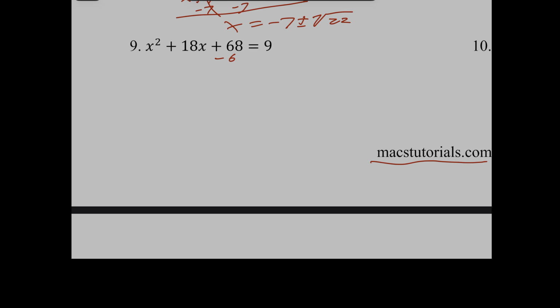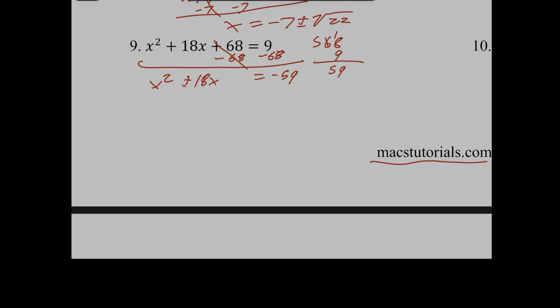Okay, number 9, I'm going to start by subtracting 68 from both sides. x squared plus 18x equals, now I've got a 68 and a 9. Now that is a negative 68, but I'm going to subtract, keep the sign of the bigger number, so it's going to be negative. And once I do that, I'm going to get 59 as my answer, okay?